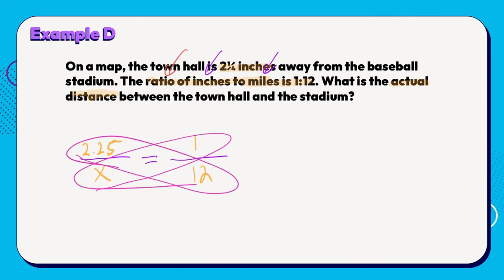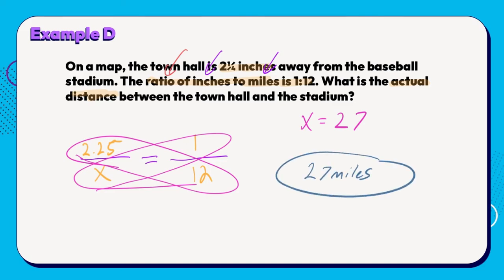1 times x is x, and 12 times 2.25 is going to be 27. I don't have to solve any equation here. I've got my answer right then and there. But it's not just 27 because this is a word problem. I need a word answer. So this is 27 miles. That brings us to the end of this question.